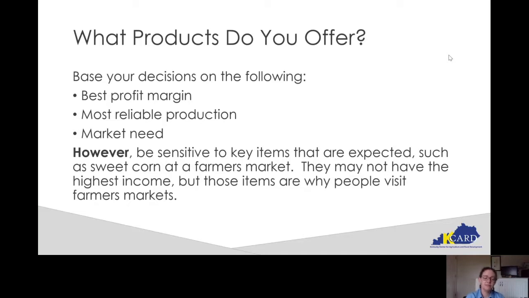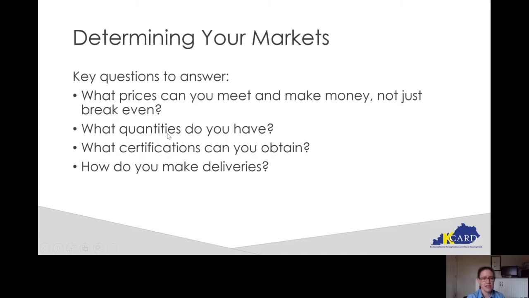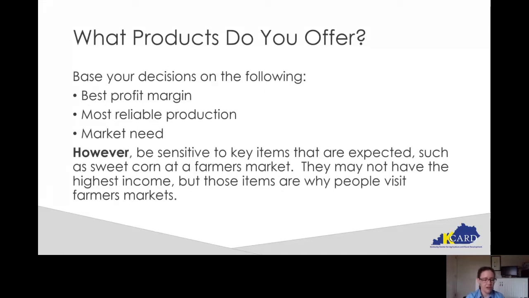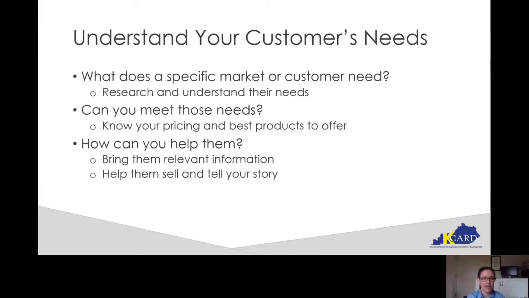So you can't make this based on just the numbers. You also don't want to end up growing crops that you just hate growing or are bad at growing. Because if you can't have reliable production, then you're not going to have a good profit margin and you're not going to meet the market's needs. So you kind of have to consider all of this together. So we're looking at, what are your markets, what products you are able to offer and how well it fits the markets. And you're going to talk about your customer needs.